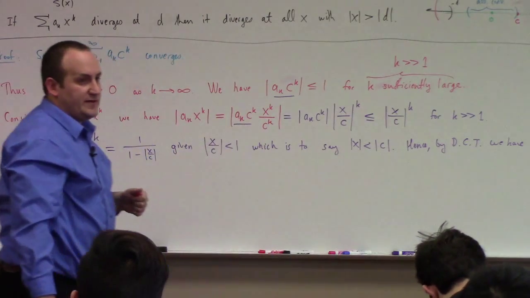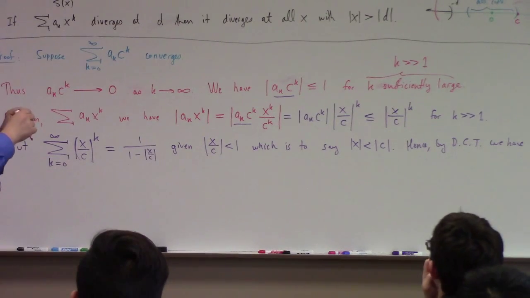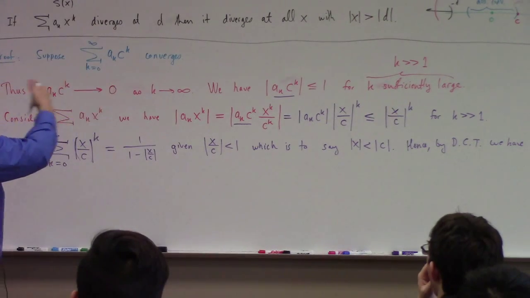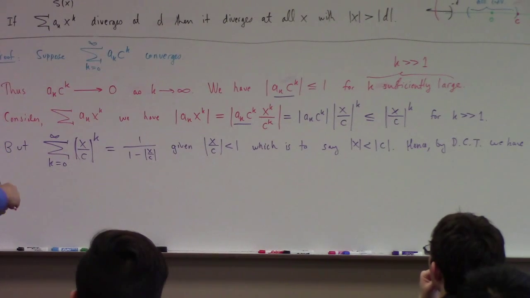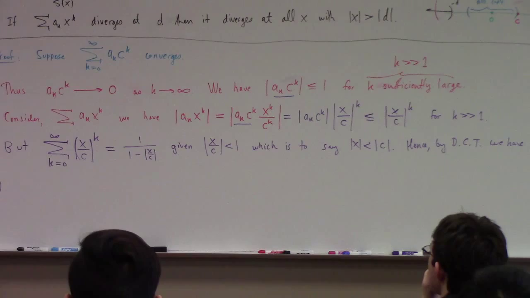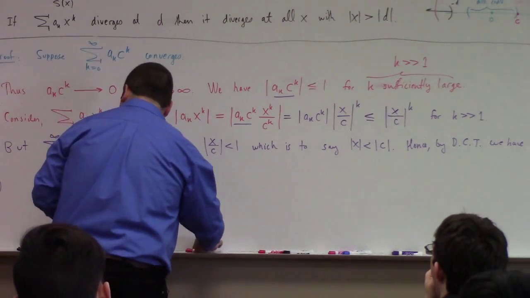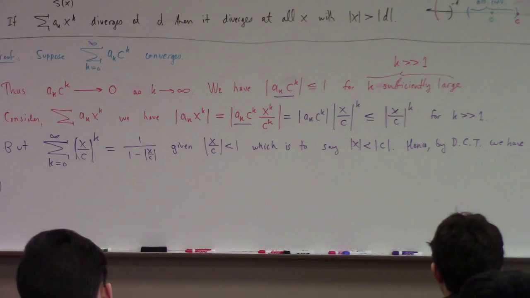So 2 is pretty much immediate from 1 if you just think about it. If I have divergence at a point D, and I somehow had convergence farther out, then by part 1 I would have convergence all the way in to 0, which contradicts the divergence at D, which we're assuming. That's it. That's the theorem. And that's why the interval of convergence is what it is. That's all I'm going to prove for you today. Okay, now let's do computations, if you don't mind.